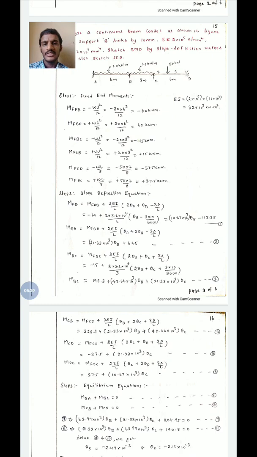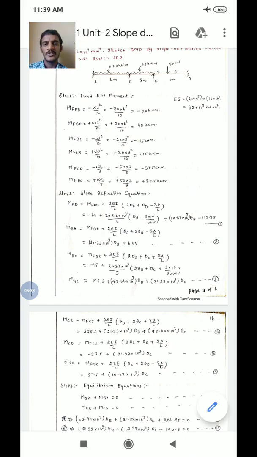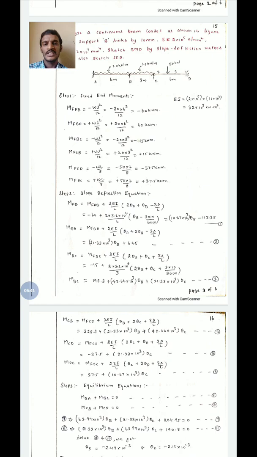Substitution. MFAB is minus 60. EI value already calculated as 32 into 10 power 3. L value 6 meter given. Theta B is continuous point, therefore kept as same. Theta A is fixed end, therefore it is treated as 0. Delta value calculated as minus 10, it is substituted, divided by length 6 meter given, into 1000 as delta settlement value converted into meter. Therefore it is 6000. Finally we will get 10.67 into 10 power 3 into theta B minus 113.35 as first equation.